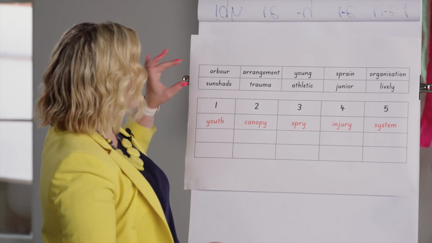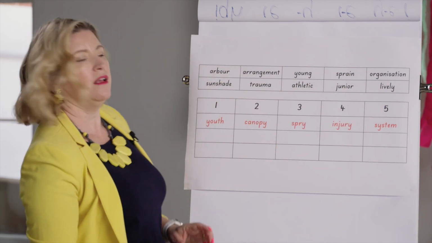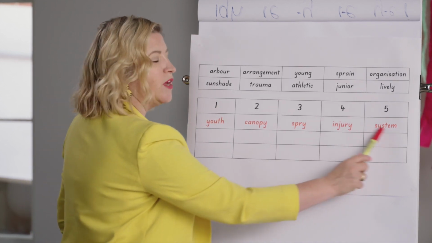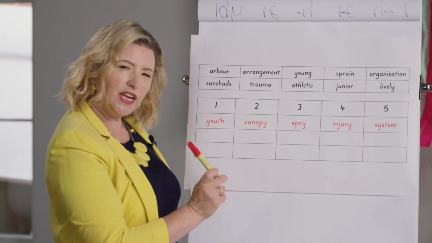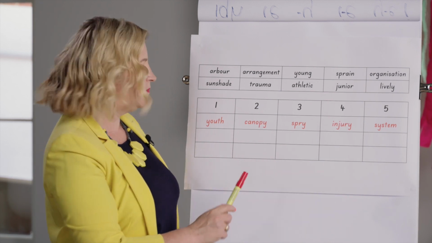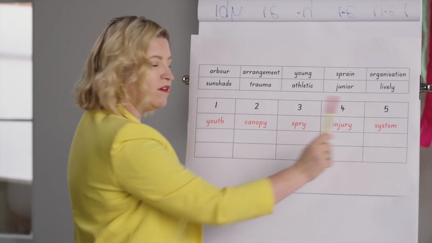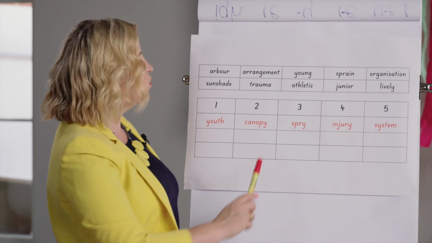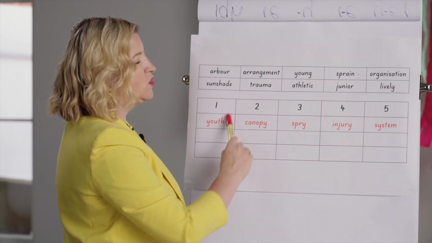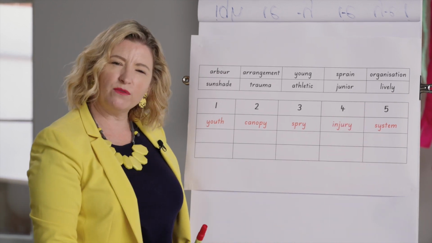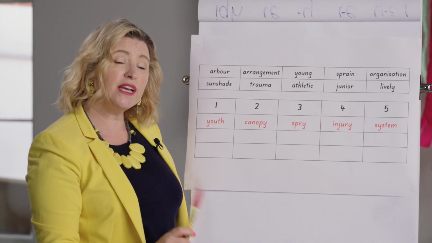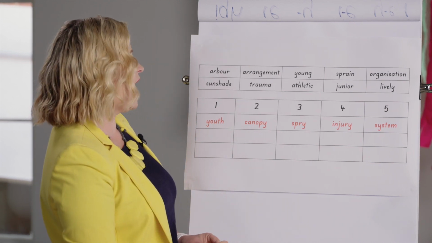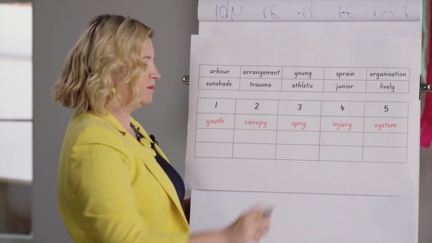Now, up the top here, in this grid, there are a whole lot of other words and they are all synonyms for these words in red. So what you need to do is rule up a grid, copy the words, 1 to 5, you've got 5 columns, copy the words at the top, and then you're going to see if you can sort these words into the columns where they fit, where they are synonyms. So for example, I'll do one with you, okay? Let's have a look at athletic.